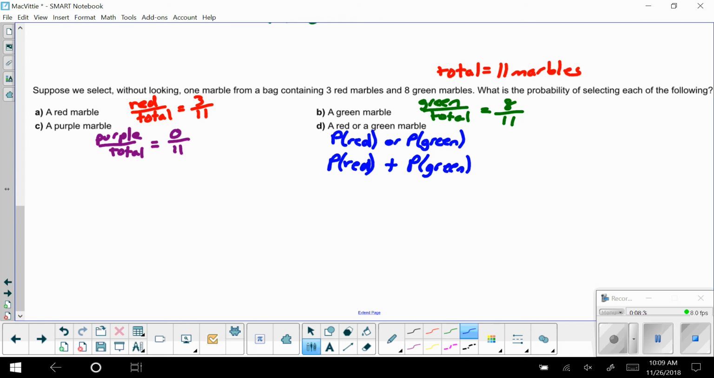So we already figured out the probability of red was 3 over 11. Probability of green we already found was 8 over 11, which gives us probability of picking red or green as 11 to 11, which is 1. Well, that actually kind of makes sense because we're being asked what's the probability of picking a red or green marble out of a bag that only contains red or green marbles. So as long as we pick a marble, it's going to be red or green. So there's a 100% probability of doing that.